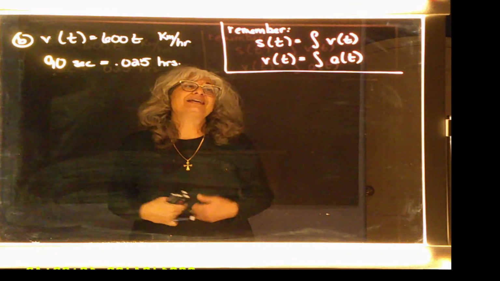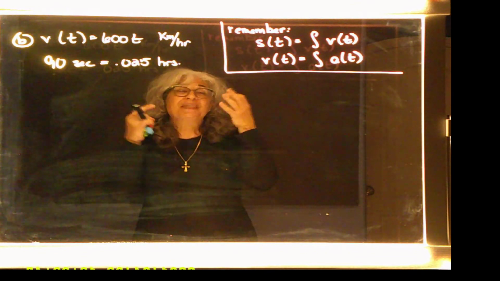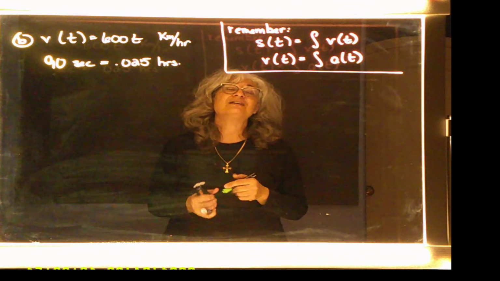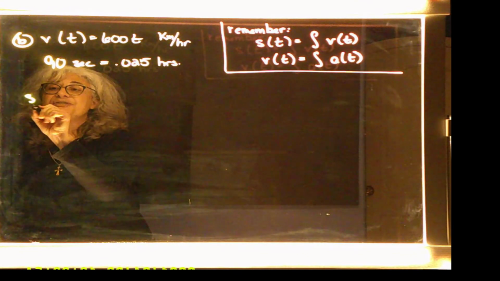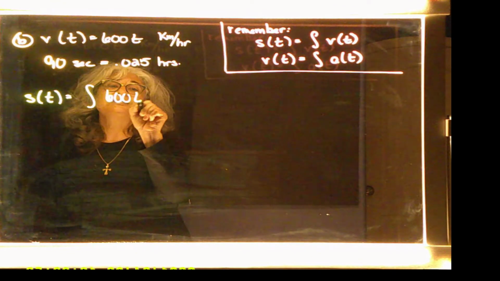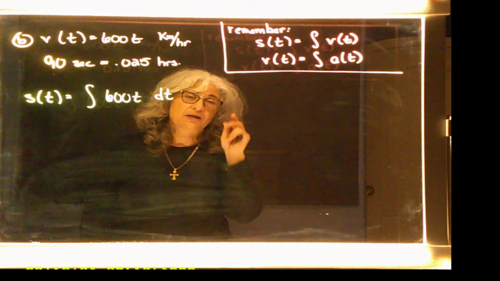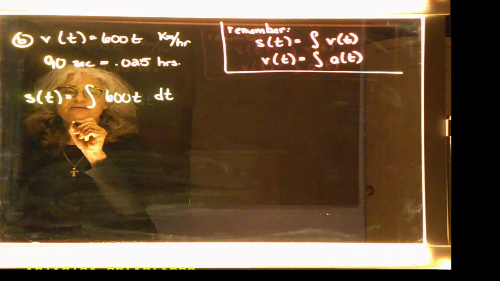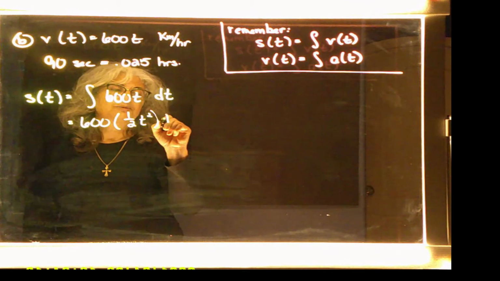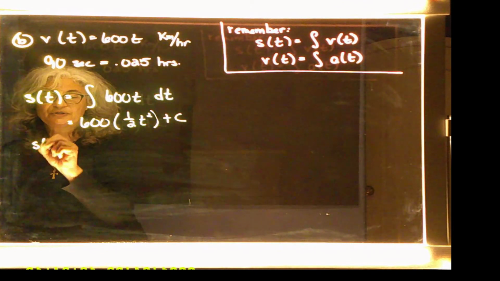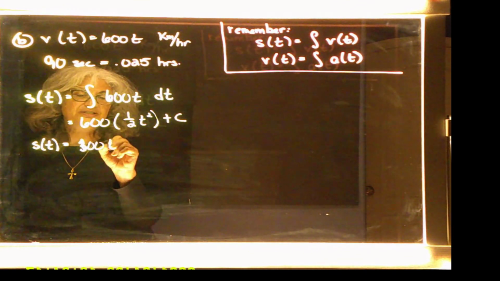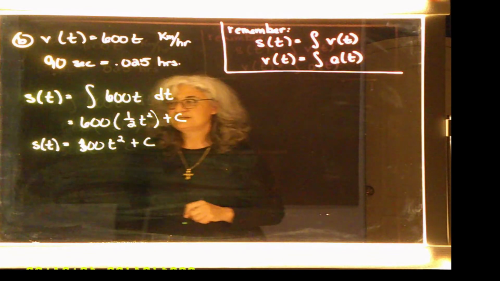What we need is the formula for that distance. And to get it, we have to take the antiderivative of the velocity. So to get that distance, we're going to take the antiderivative of 600t with respect to t. I'm not going to insult your intelligence. You know how to do this. We have 600 times 1/2 t squared plus that constant. So the distance formula with respect to time is 300t squared plus that constant.